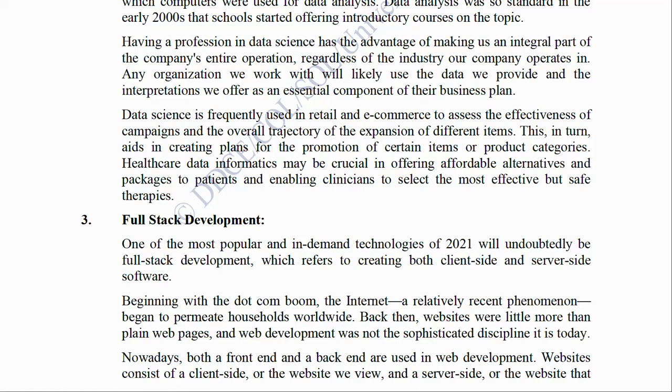Data science is frequently used in retail and e-commerce to assess the effectiveness of campaigns and the overall trajectory of the expansion of different items. This in return aids in creating plans for the promotion of certain items and product categories. Healthcare data informatics may be crucial in offering affordable alternatives and packages to patients and enabling clinicians to select the most effective but safe therapies.